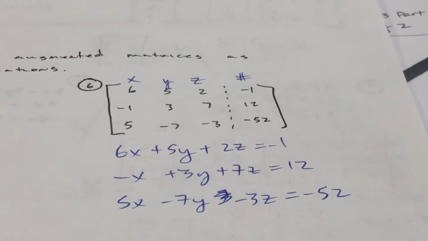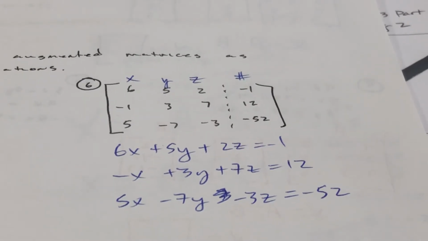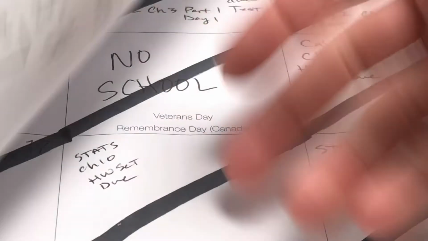And here's number 6. Given the augmented matrix, what's the system? Do not solve it. Folks, we are a-going here.